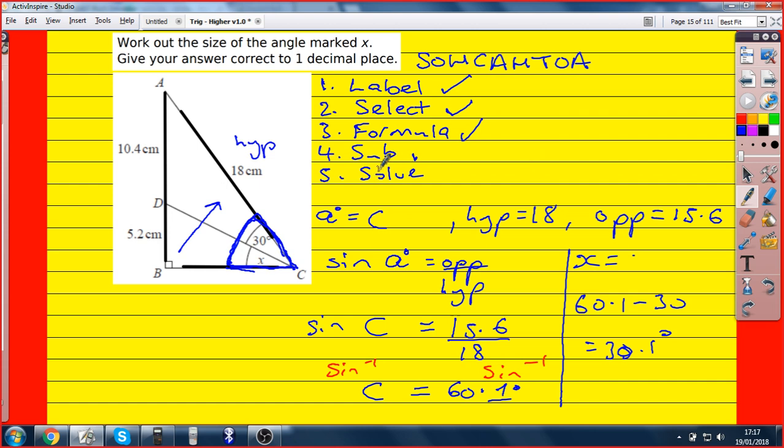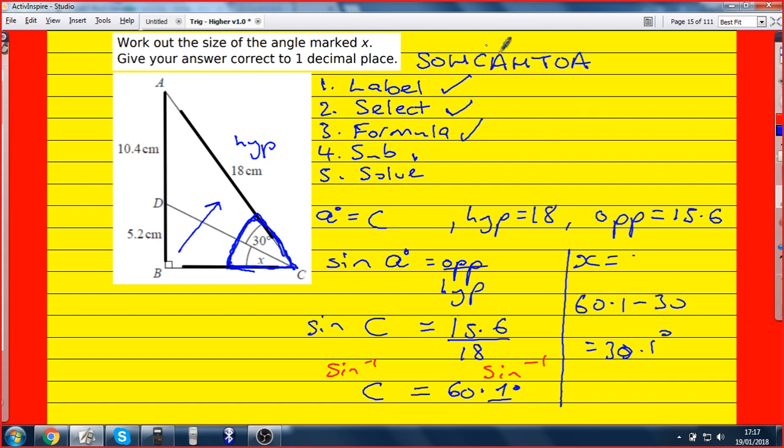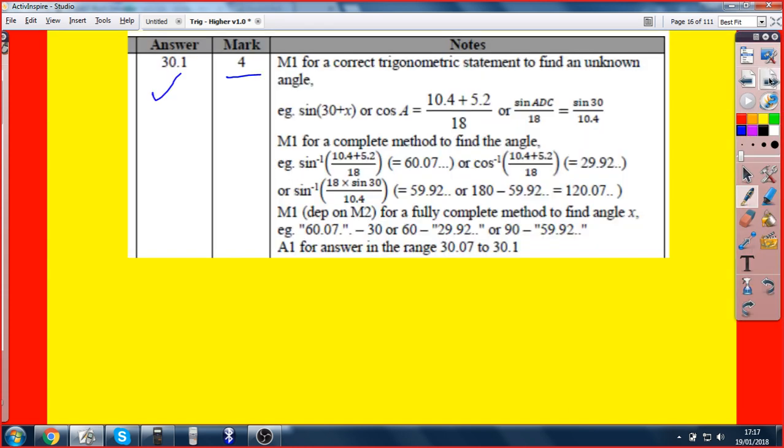And in general for this one, it's the exact same SOHCAHTOA type of thing. Label, select sine, cos, or tan, write the formula, sub into it, and solve. The only difference is that it's two triangles put together. And then to get your final answer, you just had to subtract the extra bit. Any questions there? No. Okay.